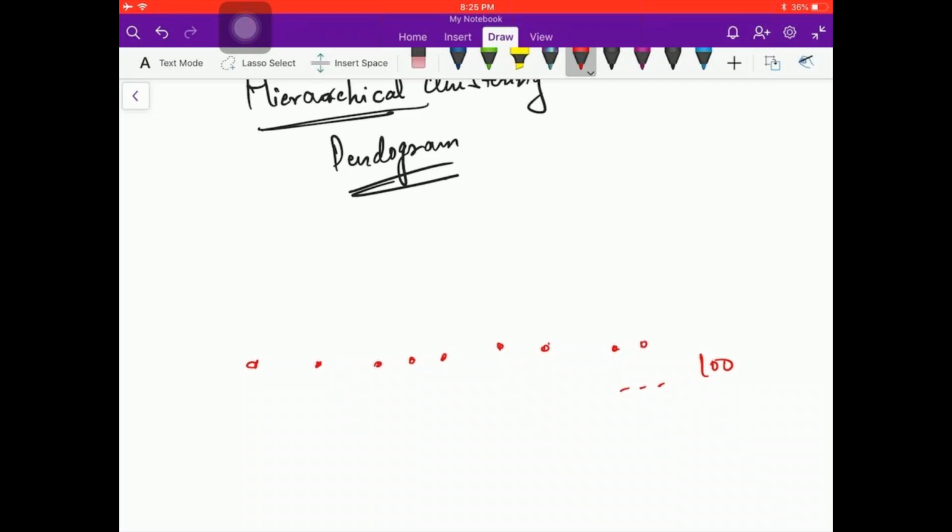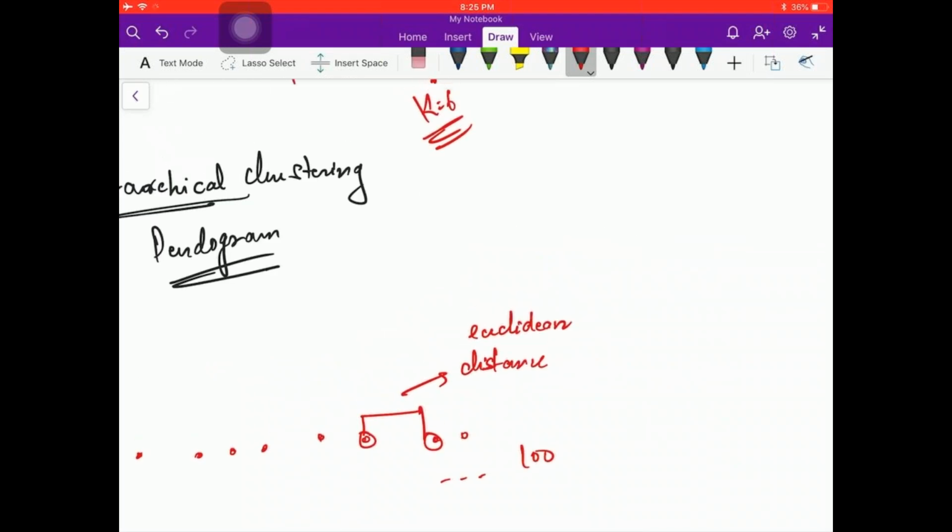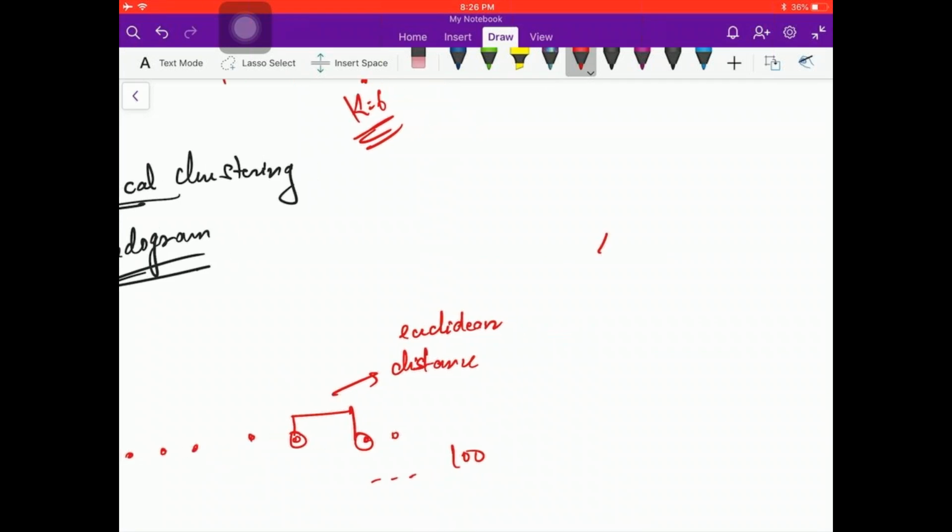So for example, these are two very similar points, similar in terms of distance, Euclidean distance. Is everyone clear about what Euclidean distance is? Anyone has a doubt about what Euclidean distance is? Does anyone know what Euclidean distance is? Okay, so I'll just share.